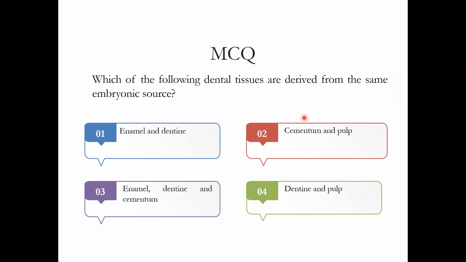I want to ask you a question from the formative stages. Which of the following dental tissues are derived from the same embryonic source? The answer is dentin and pulp. These are derivatives of dental papilla. Enamel is derived from the enamel organ. Cementum, periodontal ligament, and a part of the alveolar bone are all derivatives of dental sac.